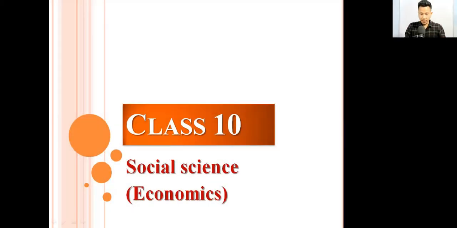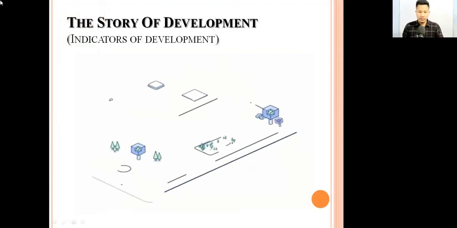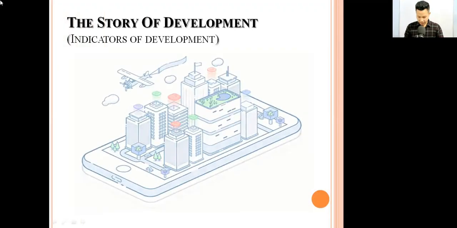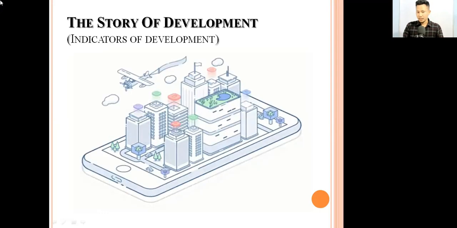Hello there, student. Today, here in this video, we are going to learn about economics, chapter number 1, the indicators of development. Today, we are going to learn about these indicators of development. So before this, let us recall back again development.